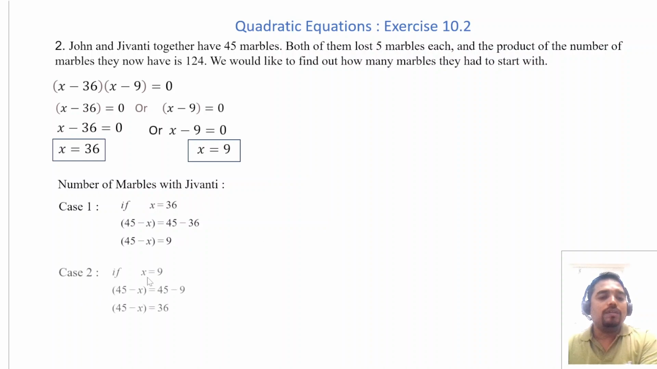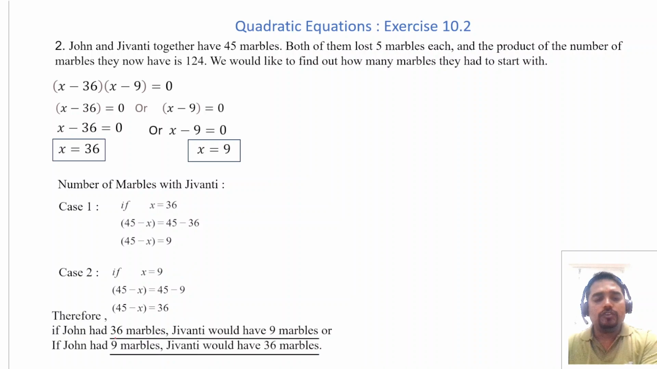Similarly, case 2, if x is equal to 9, that is, if John had 9 marbles, Jivanti would be having 36 marbles. Therefore, as a conclusion, if John had 36 marbles, Jivanti would have 9. That is case 1. Also, if John had 9 marbles, Jivanti would have 36 marbles.